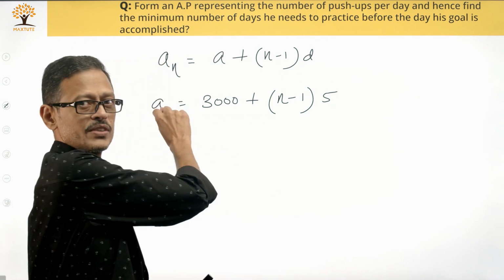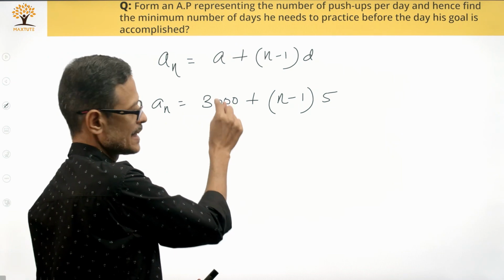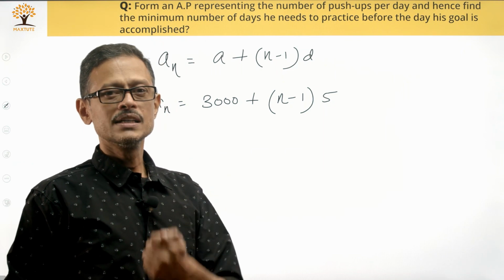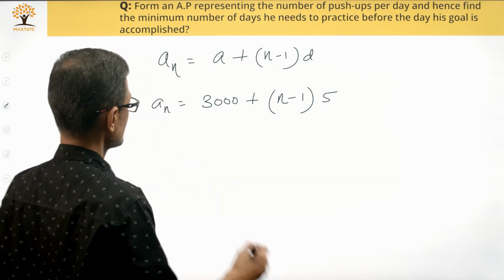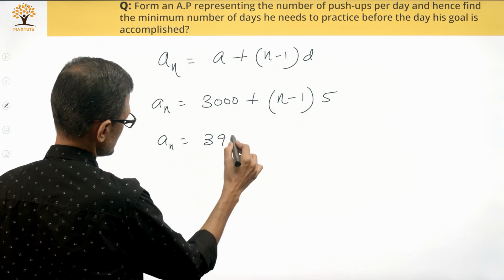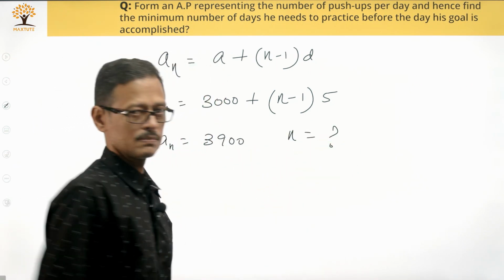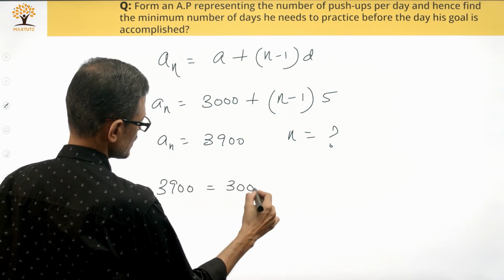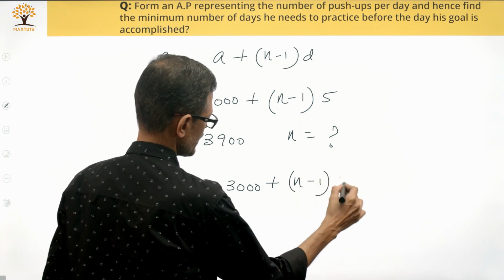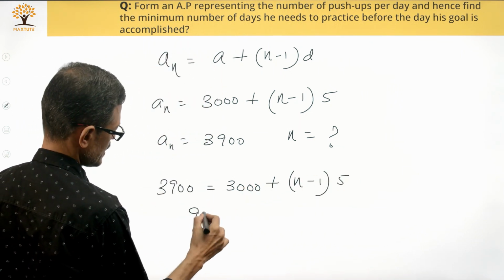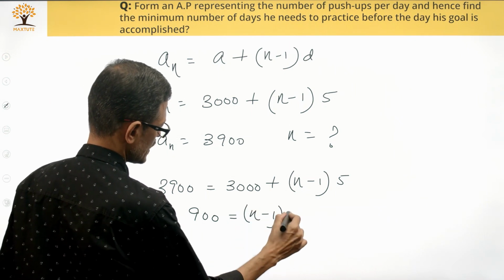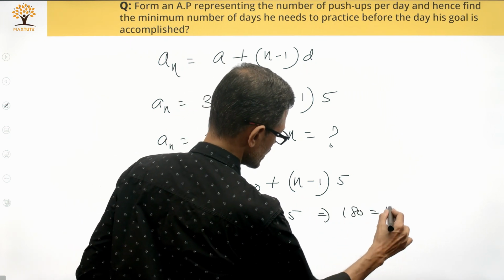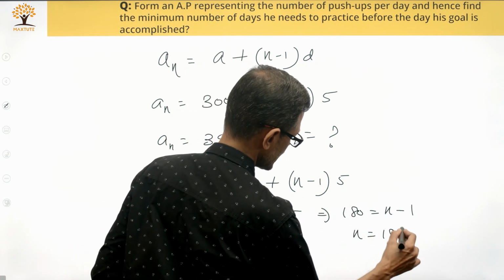So nth day, the number of push-ups he does is An. That's equal to the push-ups done on the first day, 3000, plus (n minus 1) times the common difference, which is equal to 5. The second part to it, which is to find out what is the value of N so that he reaches 3900. So An equals 3900. N equals what is part 2. Plug in that information here. 3900 is equal to 3000 plus (n minus 1) times 5. 3000 goes to the left hand side, makes it 900 is equal to (n minus 1) times 5. Divide both sides of this equation by 5. So the left hand side will become 180 is equal to n minus 1, or n is equal to 181.